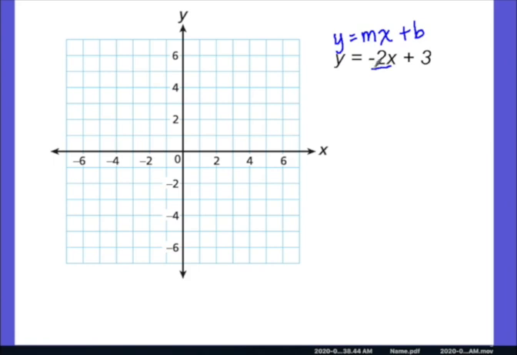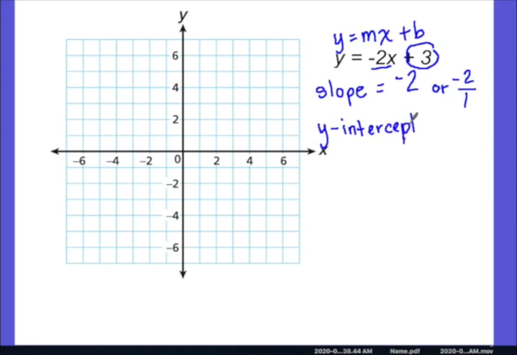As I look at this one, the number in the place of m is a negative 2. So for this example, the slope of this equation is negative 2. Or I could think about it as a unit rate and say it's negative 2 over 1. My y-intercept this time is a positive number. It has the plus there, just like plus b. So my y-intercept is 3.